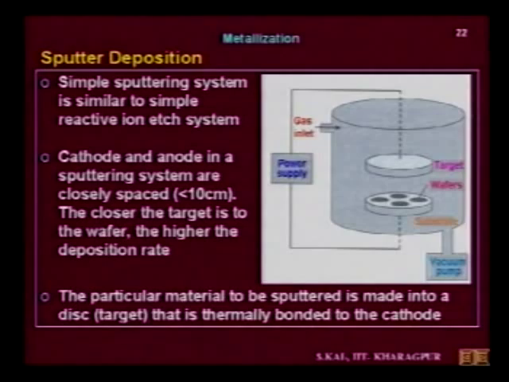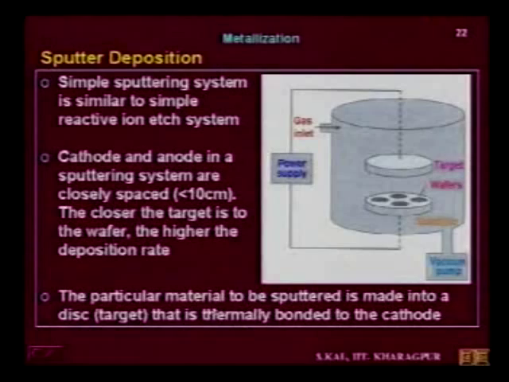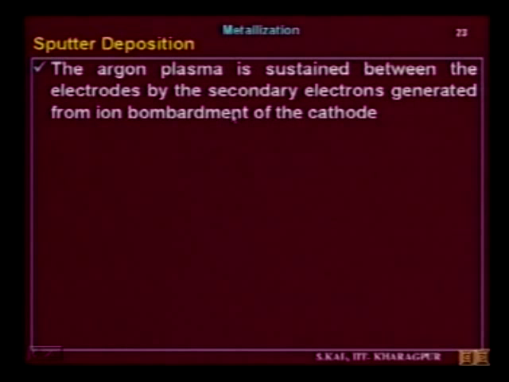Just like a disc, you have to form the material, and that can be done by hot press technique, sintering technique, by pressing. That disc is known as a target, and that target is fixed on the cathode. Okay. And it is thermally bonded to the cathode. A special type of bonding material is available, and the target is thermally bonded to the cathode. Now, in the sputter deposition technique, the argon plasma is sustained between the electrodes by secondary electrons generated from ion bombardment of the cathode. That is the principle, similar to the reactive ion etching system, where argon is ionized by secondary electrons generated from ion bombardment of the cathode.